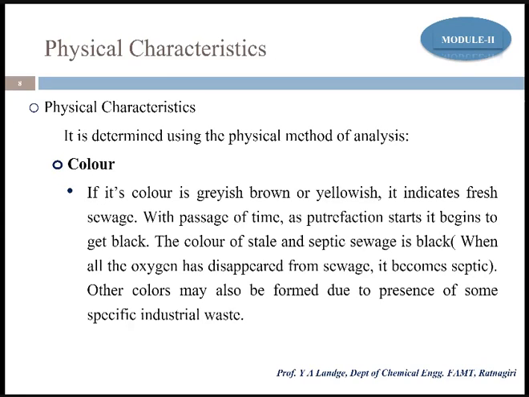As time goes on, the color changes from grayish brown or yellowish to black. Now, why? What is the reason behind it? When the sewage initially comes out from the plant and is drained into the ETP plant, the color is yellowish. Then after a few hours, the color changes from yellowish to black. The reason is the reactions taking place. What reactions are going on in that sewage?